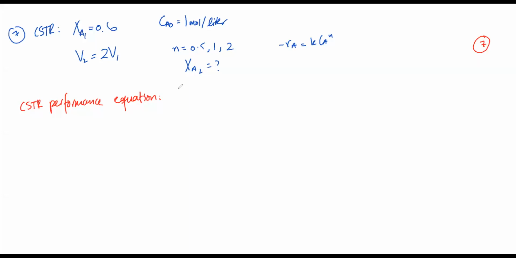So it will be V over FA naught is equal to tau over CA naught is equal to X over minus RA. In this case, I know minus RA is equal to K CA to the N, so I'm going to plug in this here, K CA to the N, and I want to write it in terms of XA. If you recall, you don't need to recall it every time, just know it now.